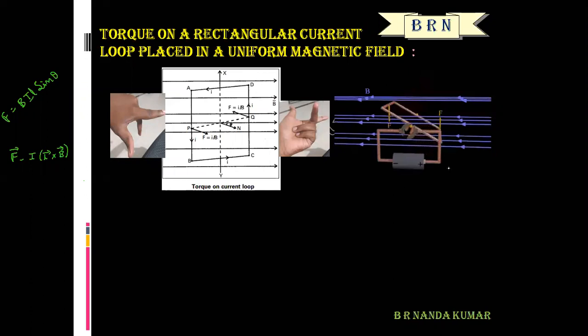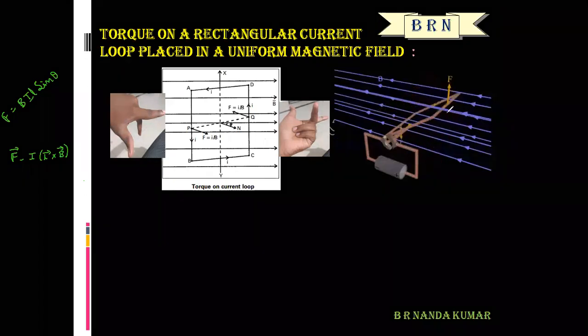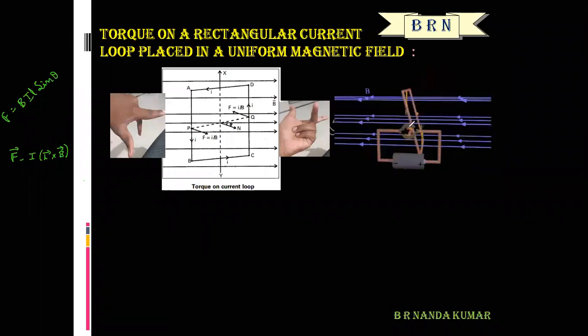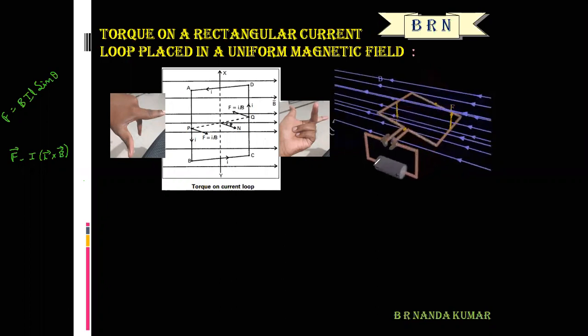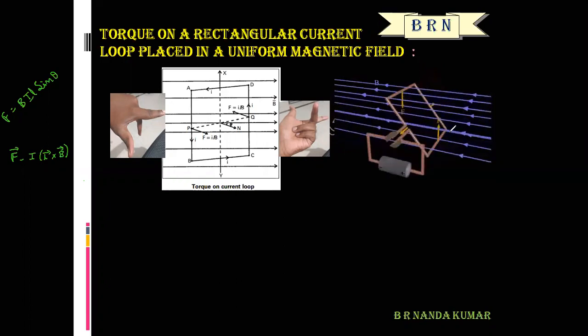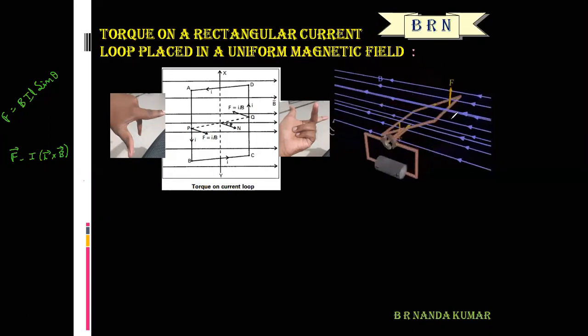So now look at this animation. Actually, here, this is a current carrying rectangular loop. So actually, one end of the loop is connected to positive terminal of the battery, and another end is connected to negative terminal. So actually, current is flowing like this, right? Current is flowing in anti-clockwise direction.